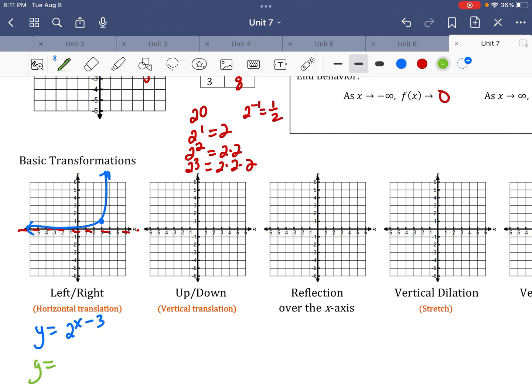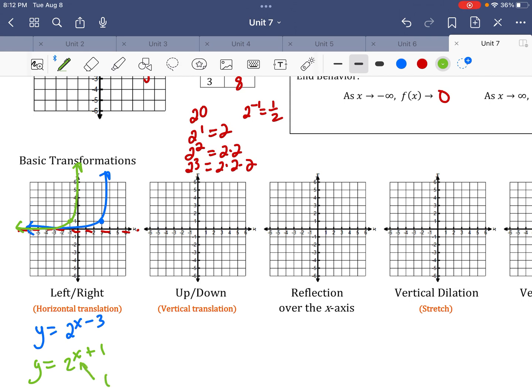All right, if I want to move my graph and say, let's do like 2 to the x plus 1. So that's going to move everything left 1. So at this point moves here. The asymptote is still at 0, so now it's going to be looking like this. Okay?